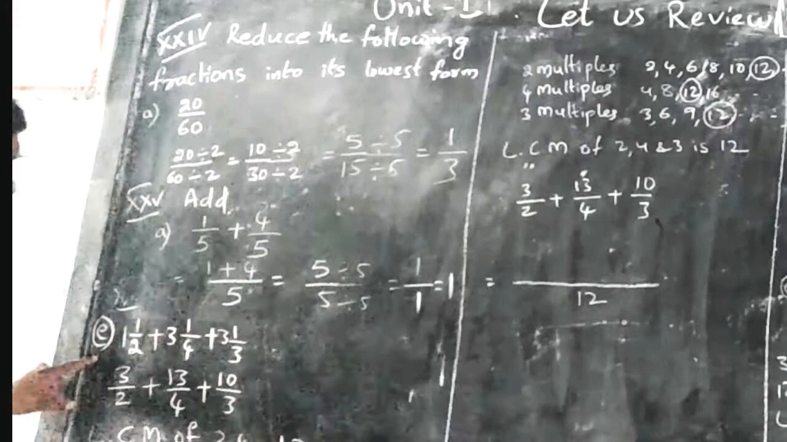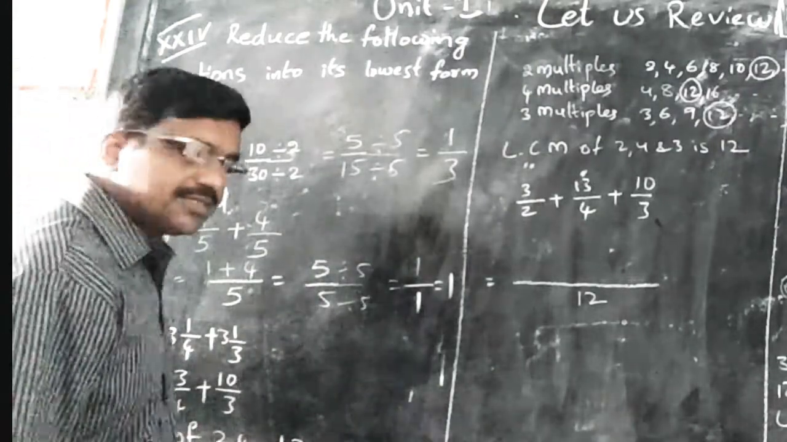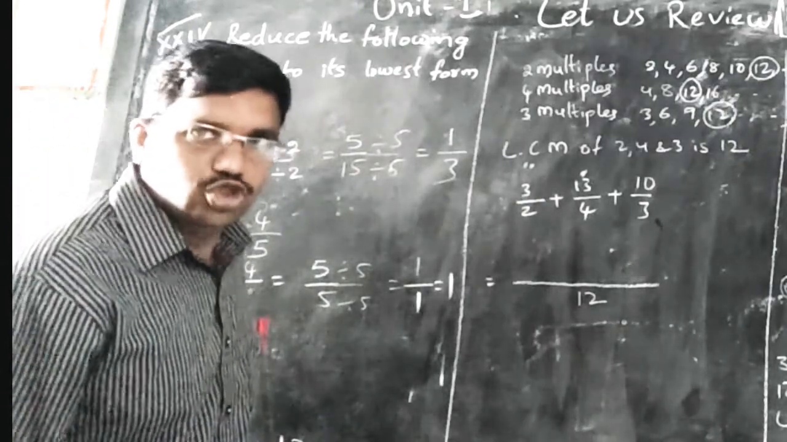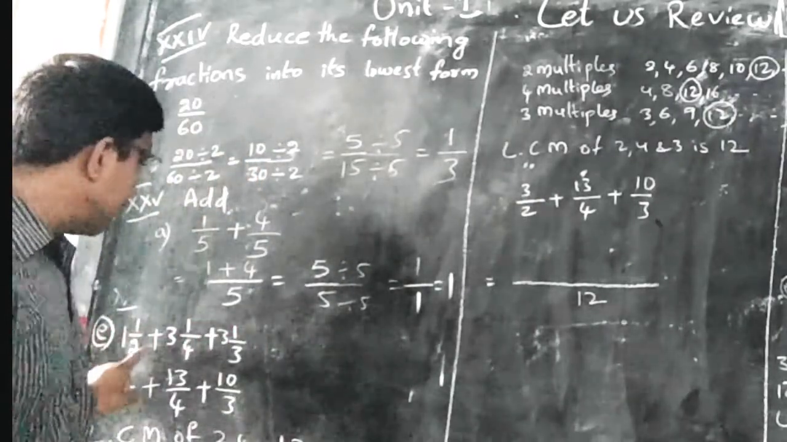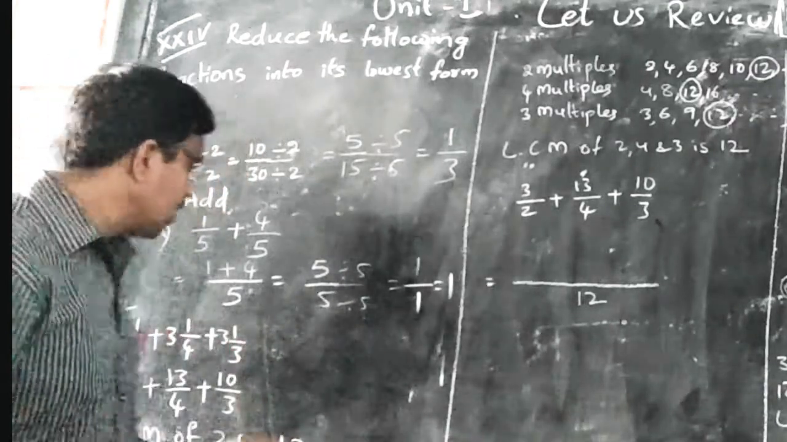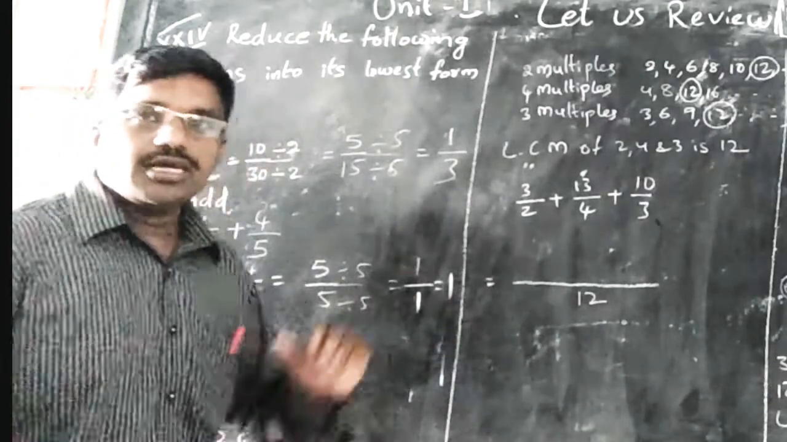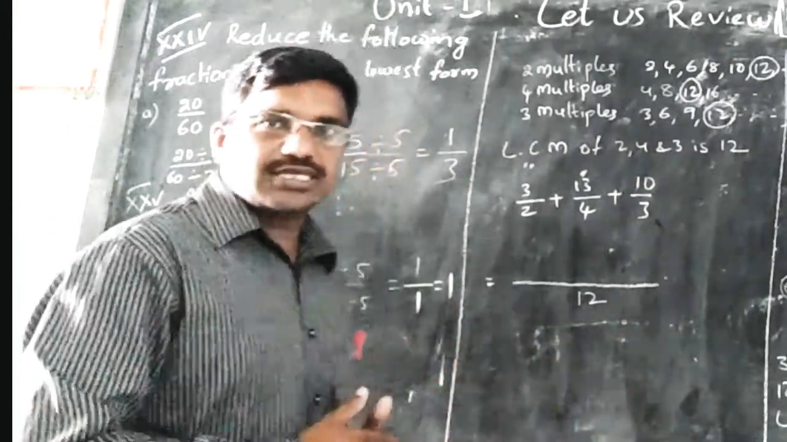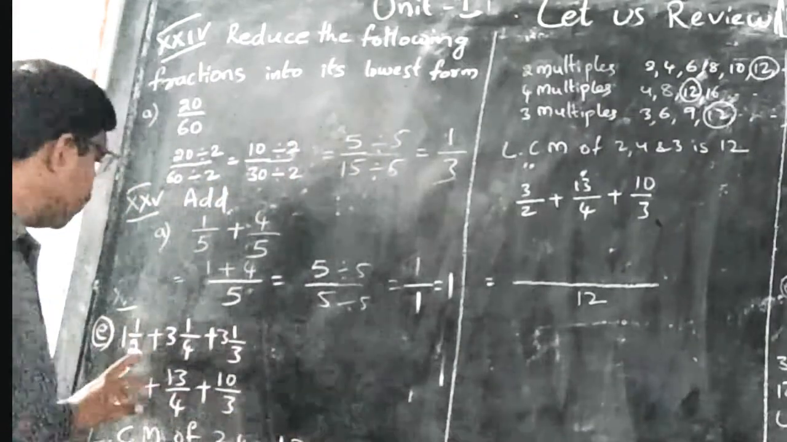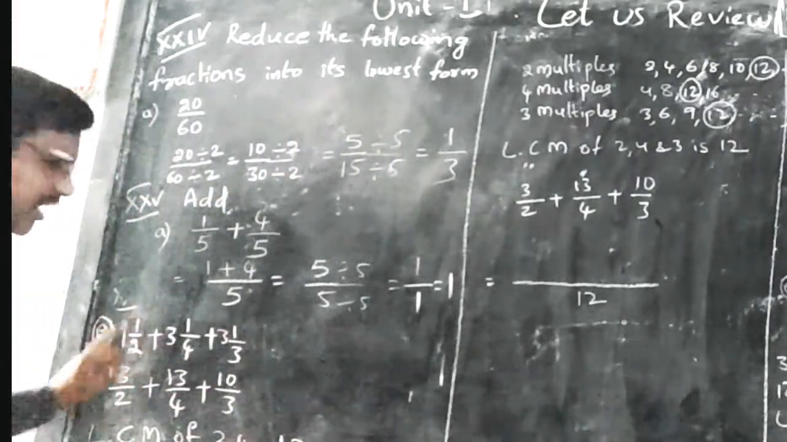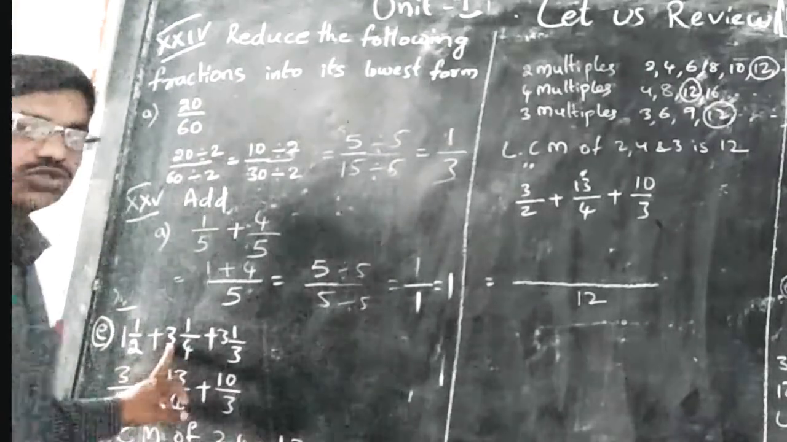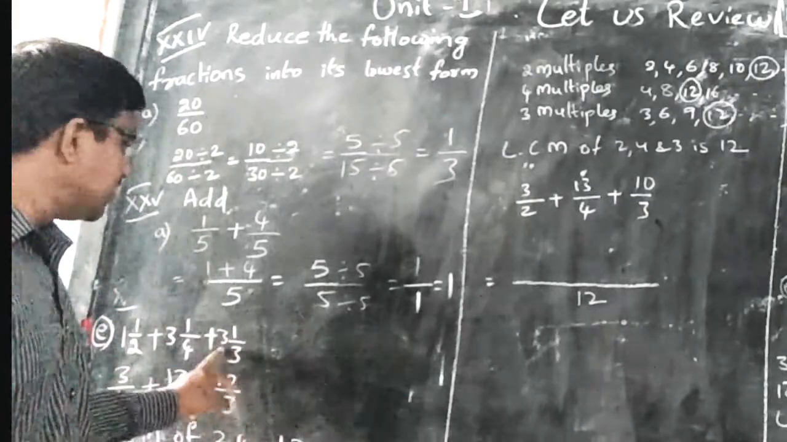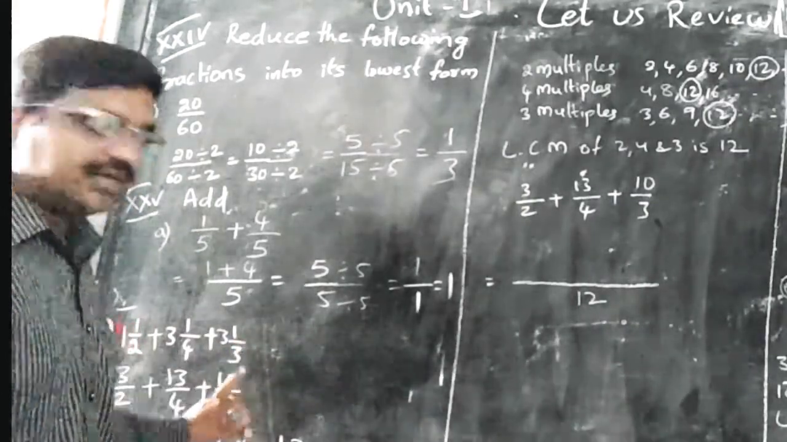Now come to the E bit. It is unlike fractions, and it is given to us as mixed fractions also. So it is 1 1 by 2 plus 3 1 by 4 plus 3 1 by 3. Yesterday we discussed how to convert a mixed fraction to an improper fraction. Now here 1 1 by 2: 2 1s are 2 plus 1, 3 by 2. 4 3s are 12 plus 1, 13 by 4. 3 1 by 3: 3 3s are 9 plus 1, 10 by 3.